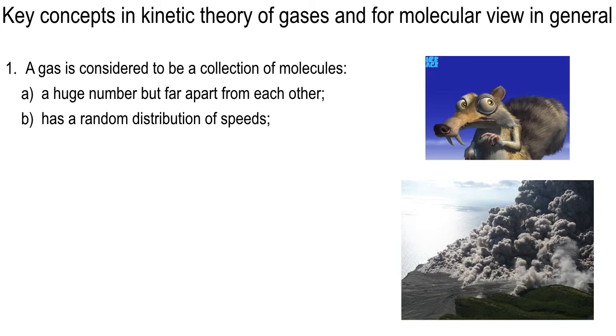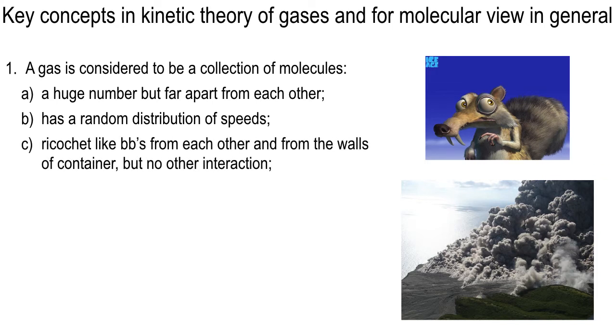The problem in the molecular view is doing the average with something where you have a huge distribution. In other words, you don't have just 4, you have 10 to the 22, so you have to use statistical methods and a little bit of trig and quite a bit of calculus. So it's not something that we're going to do, but you can calculate it. Now these babies ricochet like BBs away from each other and from the walls of the container, but otherwise we consider them to have no interaction.